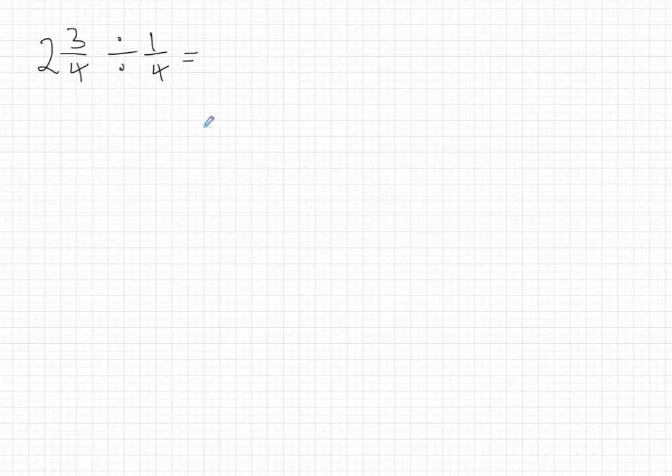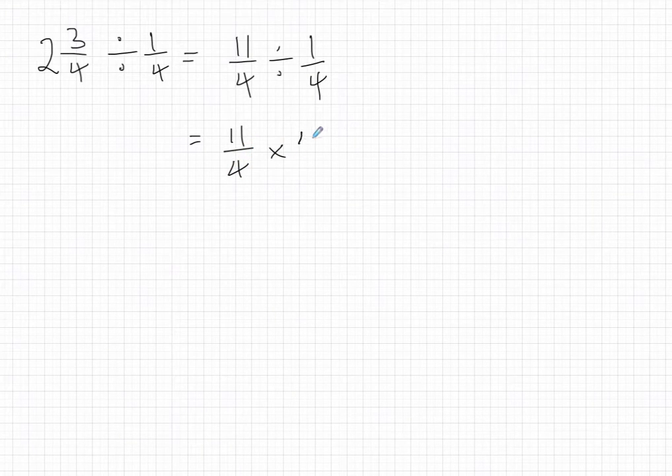But let's suppose it's a bit more complicated. So first, 2 times 4 is 8. So it's 11 over 4 divided by 1 over 4. So it's 11 over 4. And when we divide, we multiply by 4 over 1. We turn it upside down. The 4 cancels. So the answer is 11, which I told you.